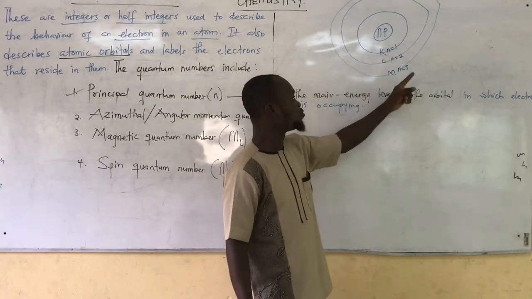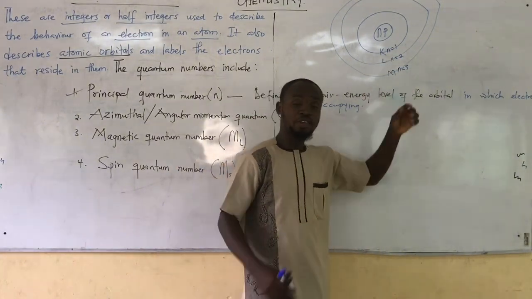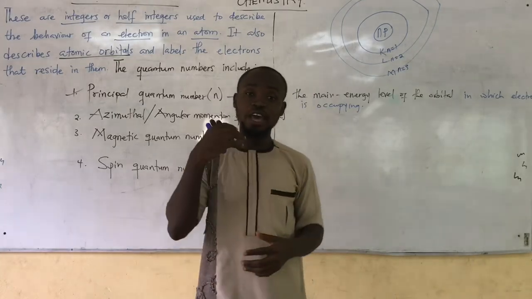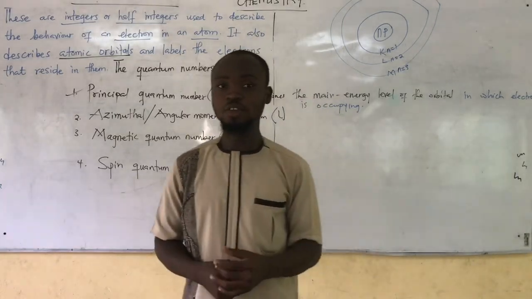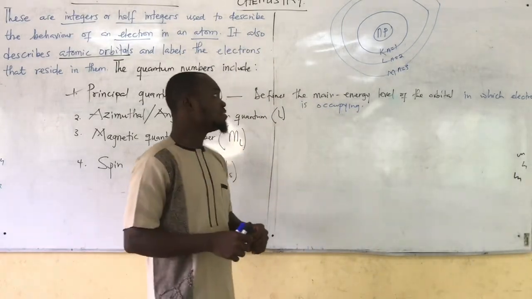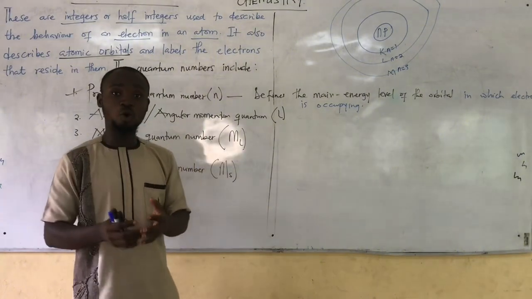The second will be n is equal to 2. The third will be n equals 3. The fourth will be n is equal to 4. n is equal to 5 in that order. So the principal quantum number just talks about the energy level or the shells.